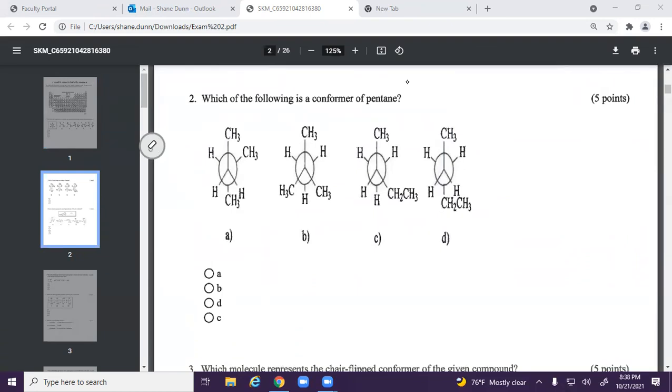So, which of the following is a conformer of pentane? Let's break this word down. Pen means what? How many? Good. Zoomies, when I say something? 5. 5, correct. So pen is 5, and then A and E, what does that mean? Single, double, triple?